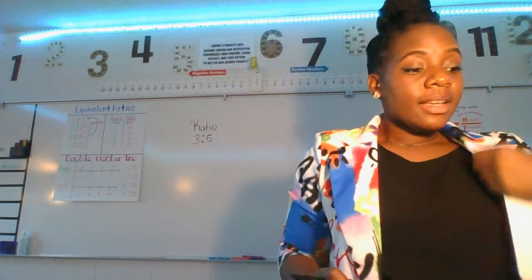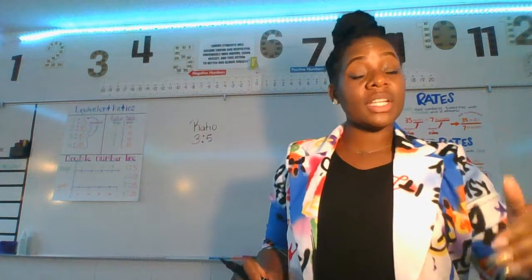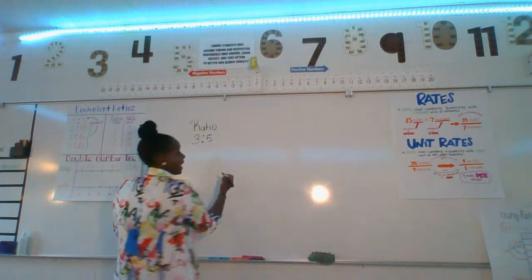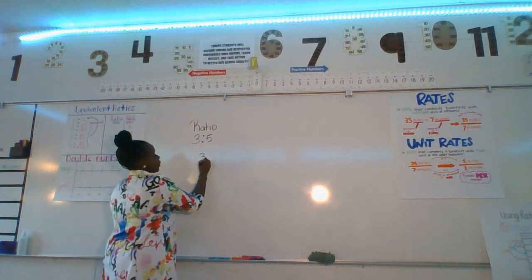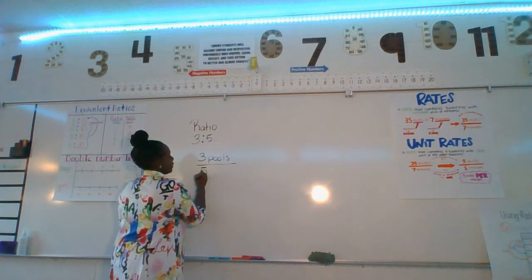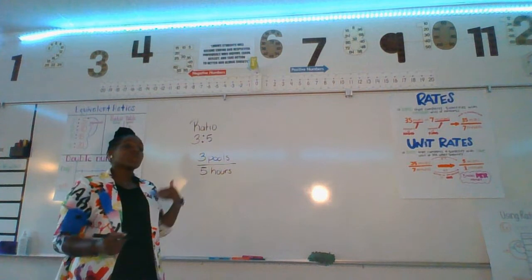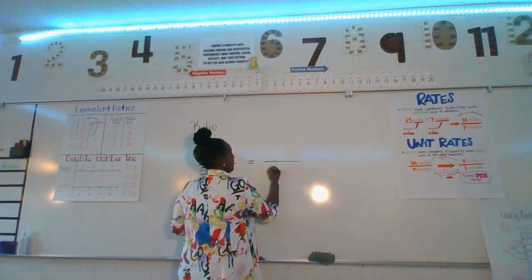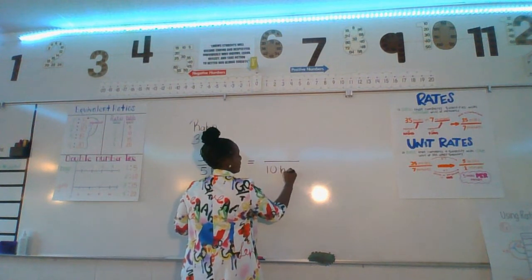Part B says, how many pools can Dave clean in 10 hours? We know that the rate that they gave us was 3 pools for 5 hours. They want you to create an equivalent ratio now that has a denominator of 10 hours instead of 5.